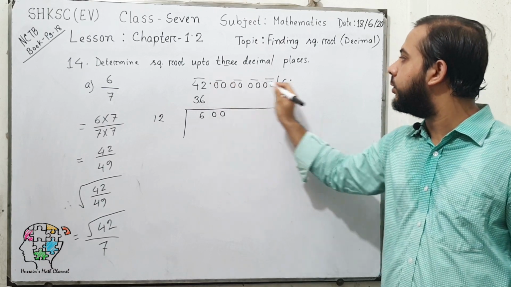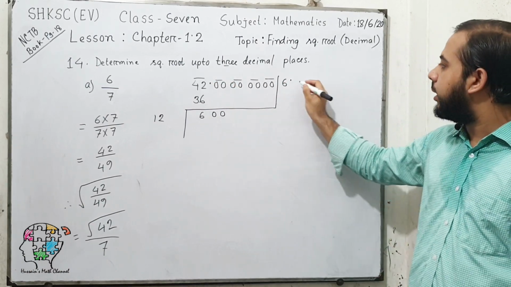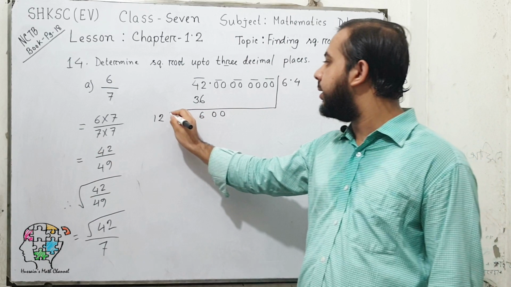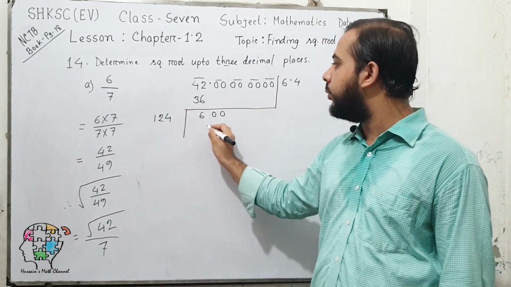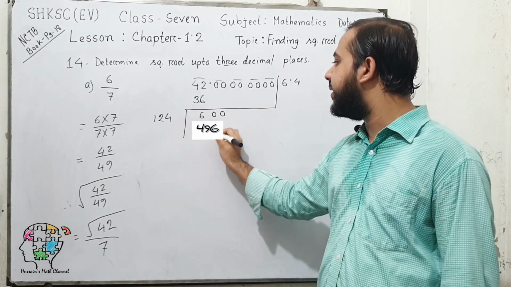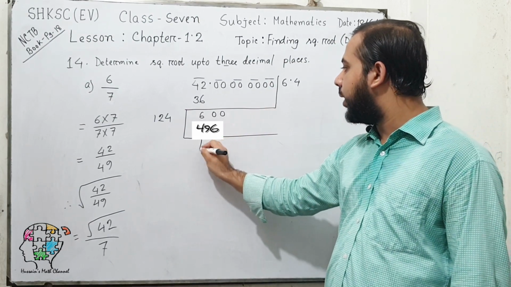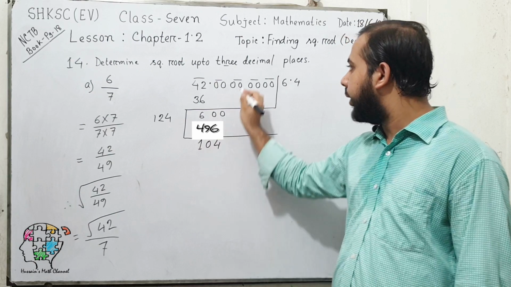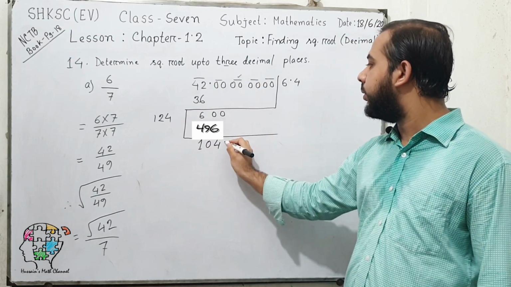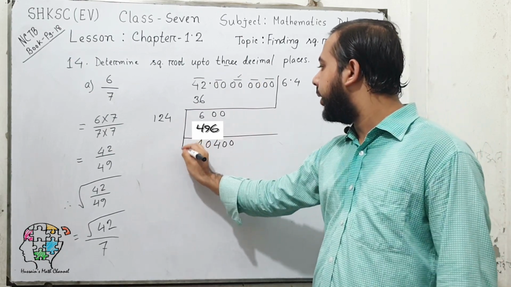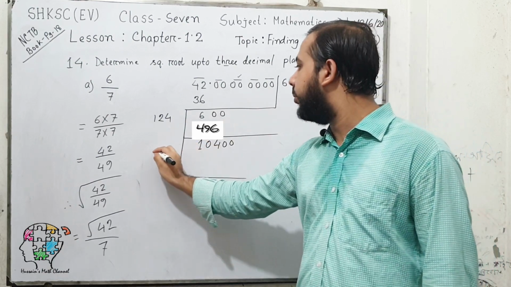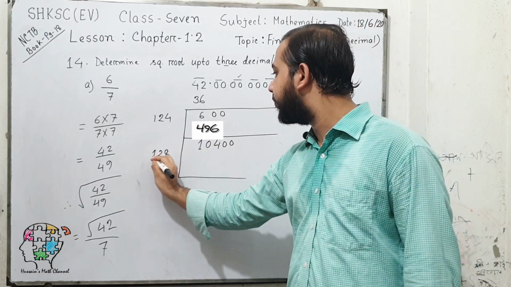And now if we make it double, it will be 12, and if we take the decimal point here, so we have to take the decimal point. And now if we take 4 as the digit here, so we'll get 4 times 124 is 396. Now if we subtract, we will get 104. Now we get the second pair of zeros. Now make this number double, it will be 128.